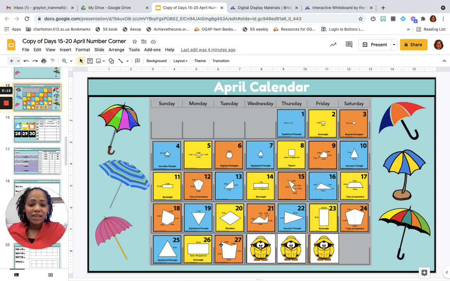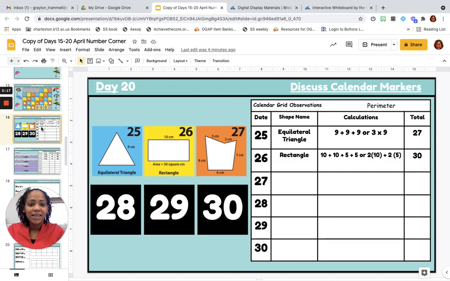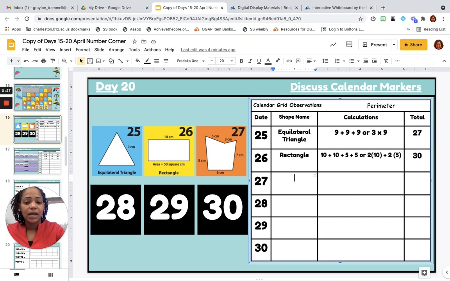You may see that today's calendar marker is not a regular shape, but we can figure it out by counting the sides. 1, 2, 3, 4, 5 sides means we have a pentagon. And this month we've been talking a lot about finding the perimeter. So when you see these questions on your MAP test or end of the year testing, I sure hope you know exactly what to do. When we find the perimeter, we add up all the sides.